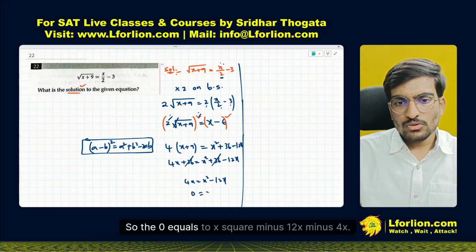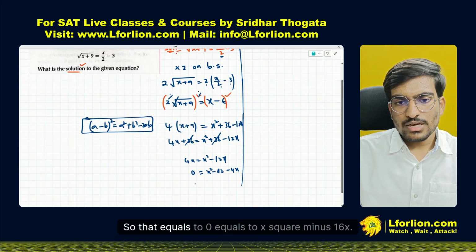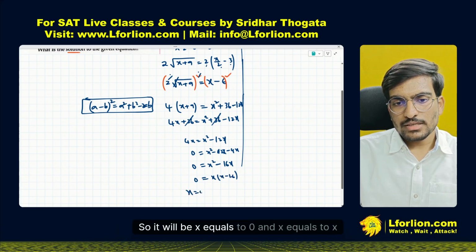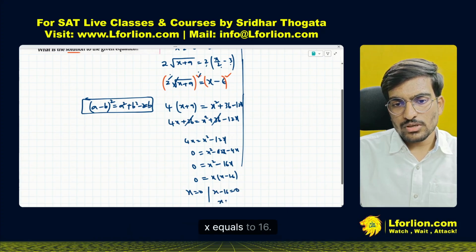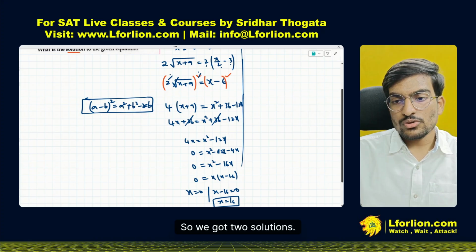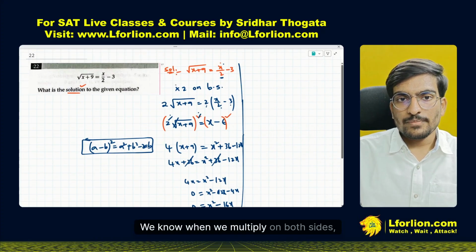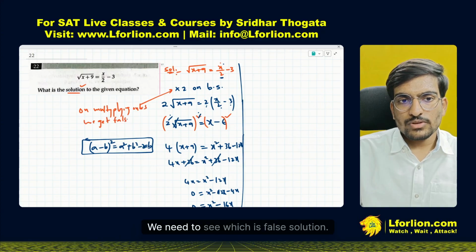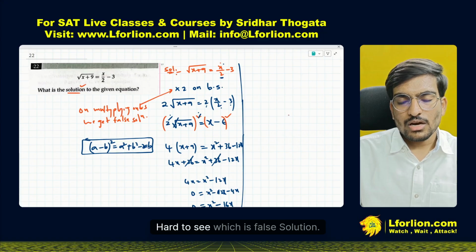So 0 equals x square minus 12x minus 4x. So that is 0 equals x square minus 16x. So let's take x common, that equals x into x minus 16. So x equals 0, and x minus 16 equals 0, so x equals 16. So we got two solutions. We know when we multiply on both sides, we can get a false solution. We need to see which is the false solution. How to see which is the false solution?